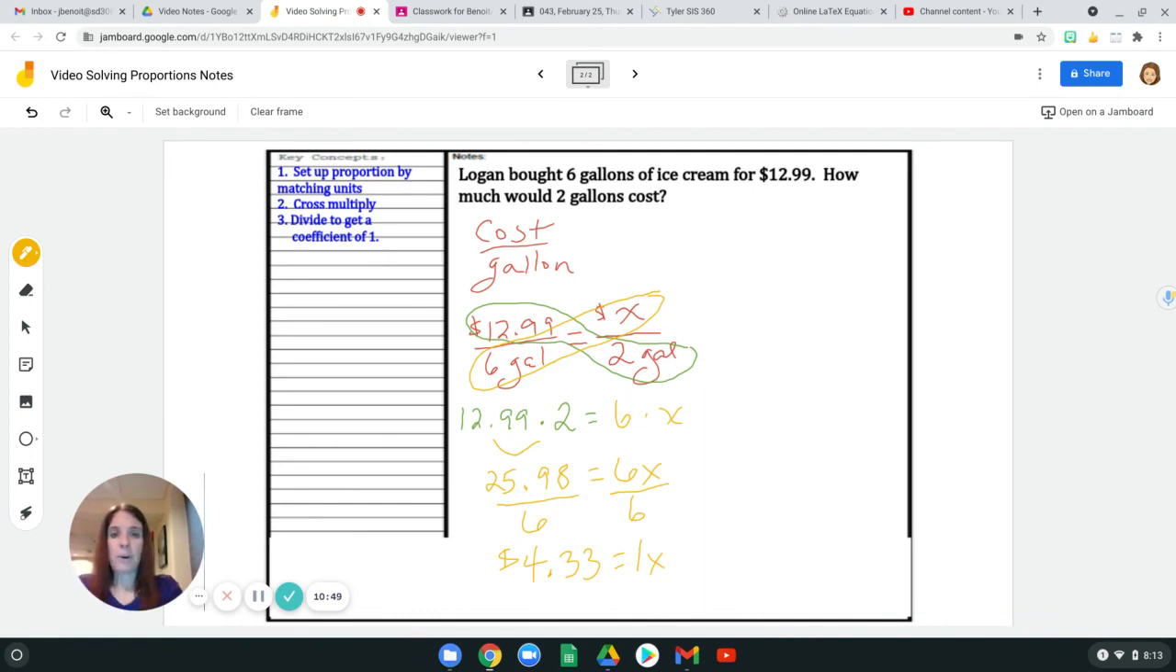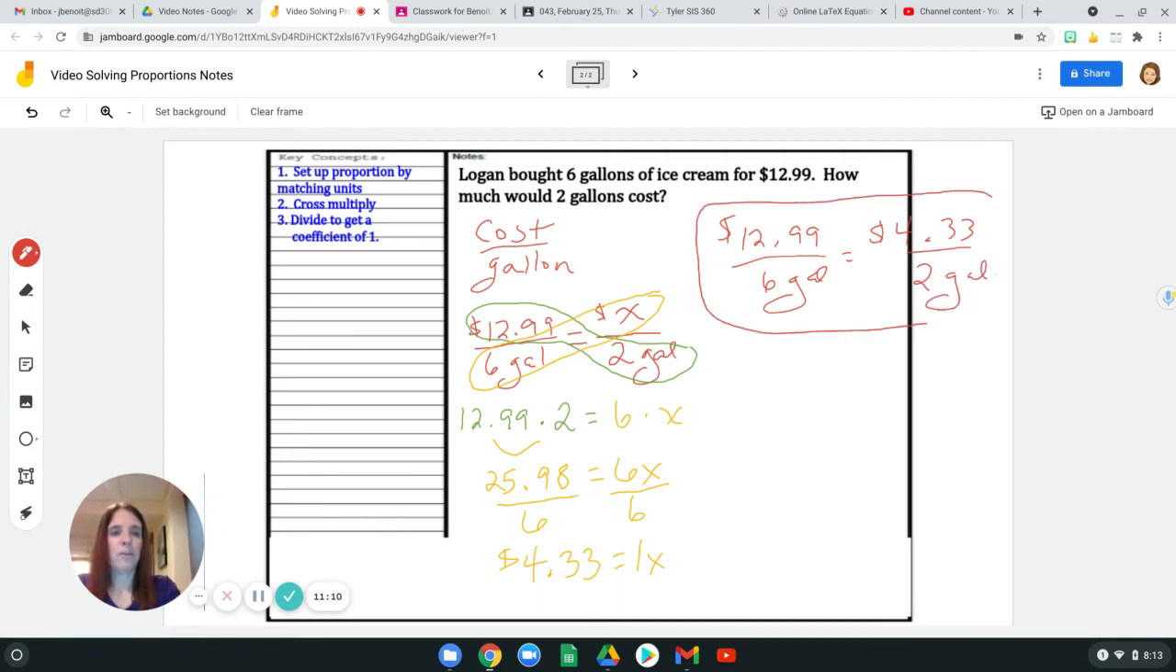Okay, so go back to your original proportion here. Logan spent $12.99 on 6 gallons. He spent $4.33 on 2 gallons. Put that back in your original proportion. All right. Keep these notes, get them ready. We're going to do some practice.